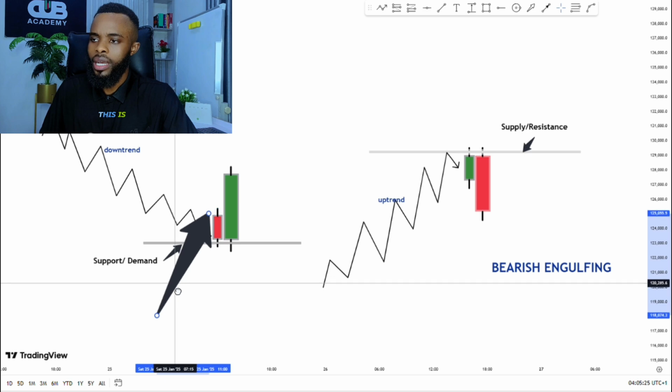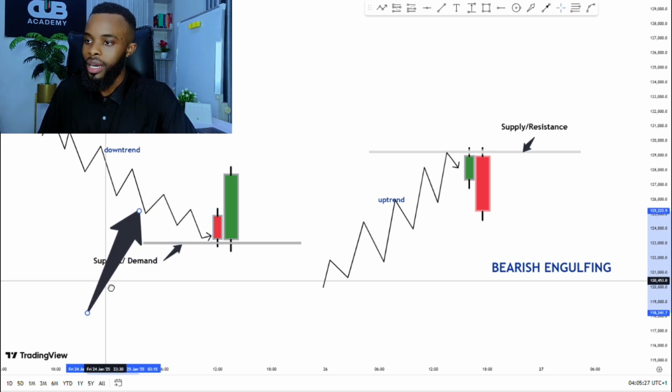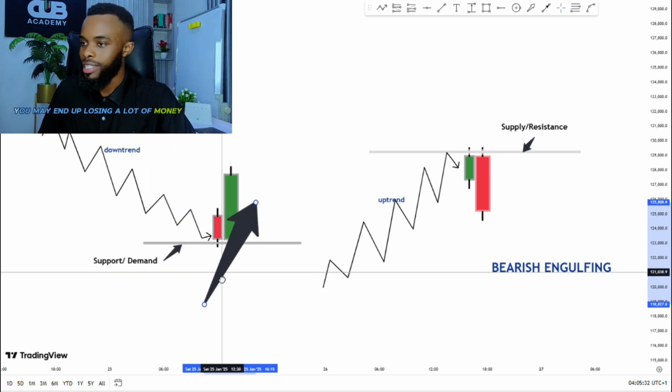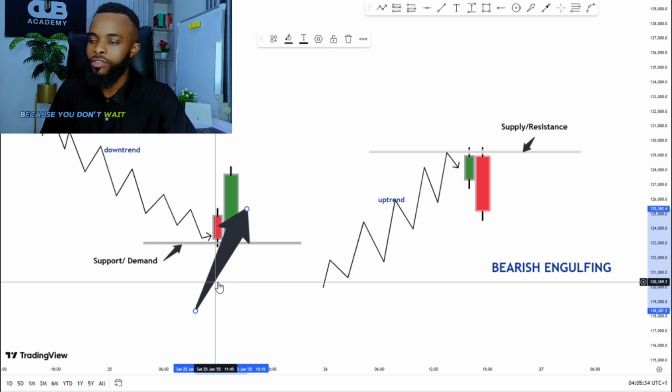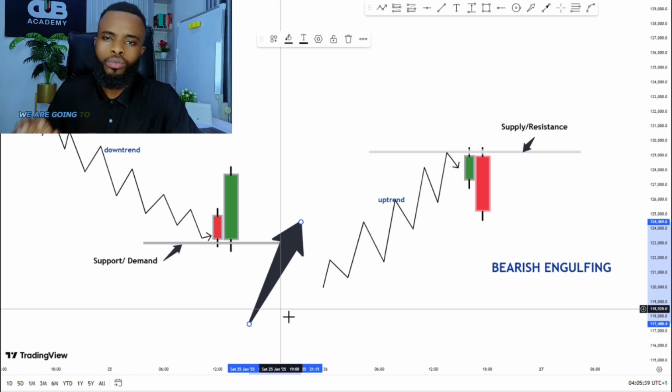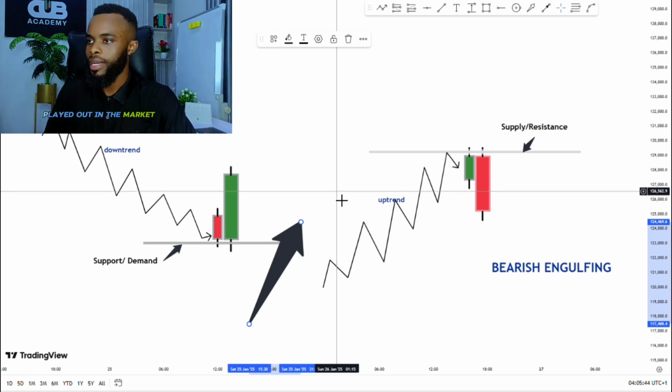So you're not going to take it. Mind you, this is one way of risking your money in the market. You may end up losing a lot of money in the market, consistently, because you don't wait for the complete formation of this bullish or bearish engulfing candlestick. So we are going to move into the real chart. Let me show you exactly how these things played out in the market.